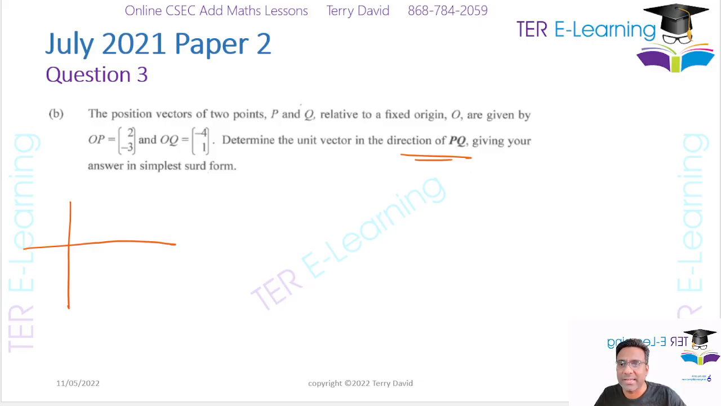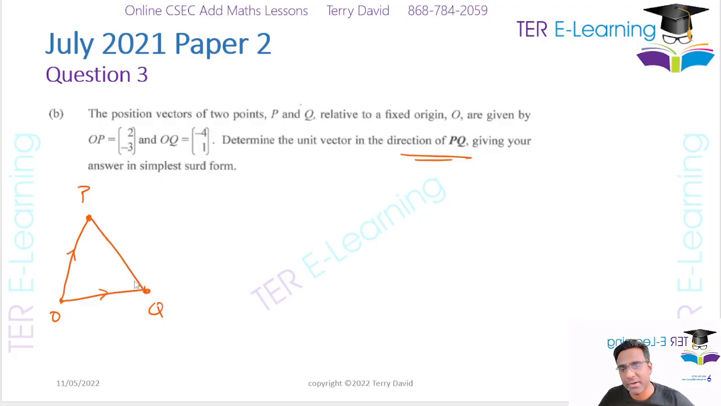Don't worry about the exact values. So I have my origin here, and this is just for me to understand what is required. The diagram will not be accurate, and that's fine. So this is P here, this is Q, OP is (2, 3), and OQ is (4, minus 1). And I want to figure out, first of all, what is the vector PQ.